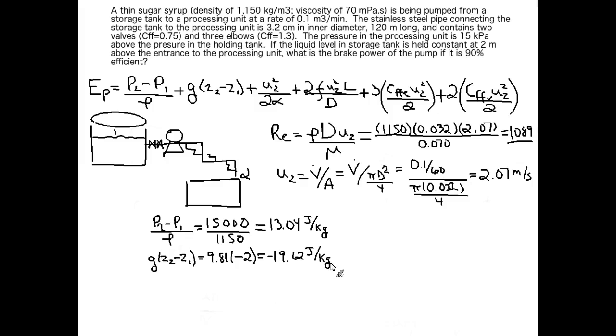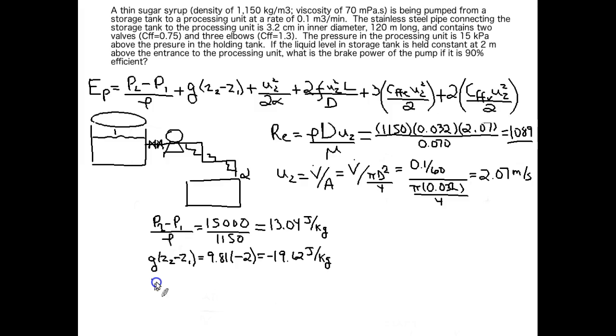And that's actually okay because our holding tank is 2 meters above our processing unit, which means that it is actually going to help give energy to the system to help the fluid flow. And that means that's energy the pump does not have to provide. So because our potential energy term is negative, that means it's actually helping the pump out. That's all that negative sign means.